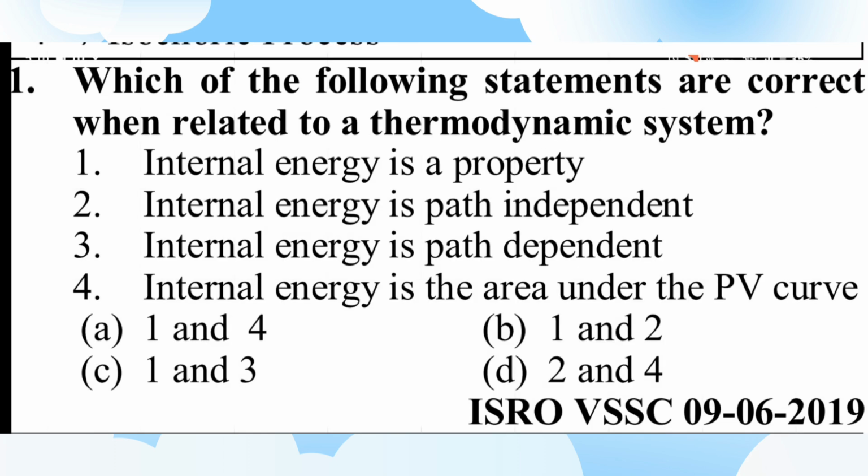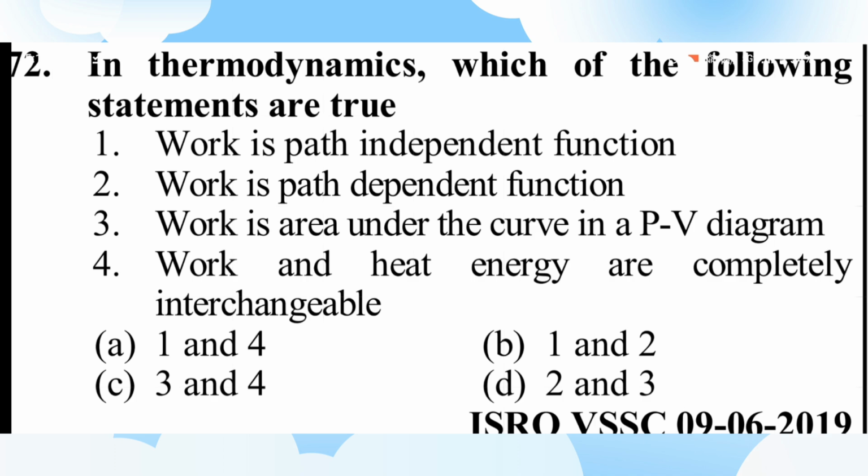Friends, next question: which of the following statements are correct when related to the thermodynamic system? Internal energy is a property. Internal energy is path independent. Internal energy is both dependent. Internal energy is the area under the PV curve. Internal energy is a property, so right, one is right. Independent of the path function. B, one and two is right.